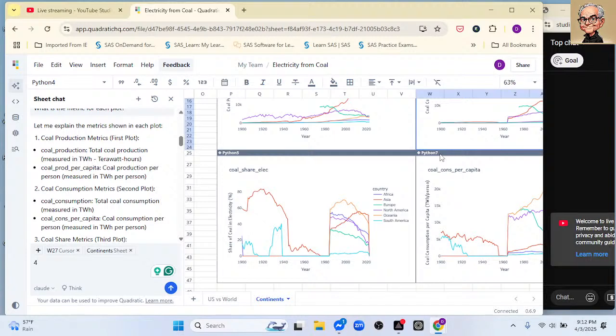Coal share production. So the share of electricity generated from coal. Once again, Asia saw a big spike, but then it appeared to fall. But now it's up around 60%, it looks like. Okay? And coal consumption per capita. So this is what, terawatt hours per person.